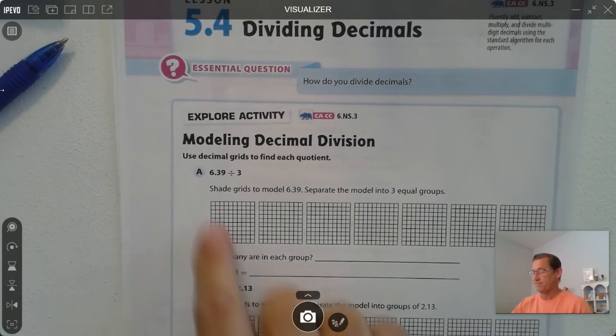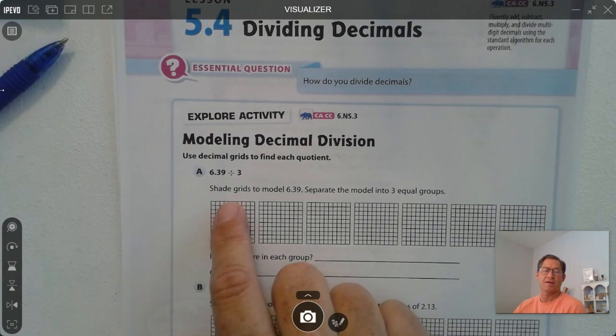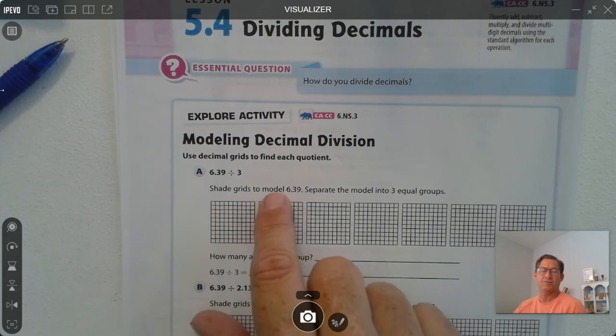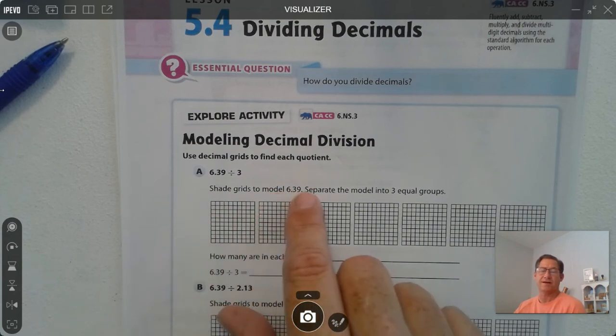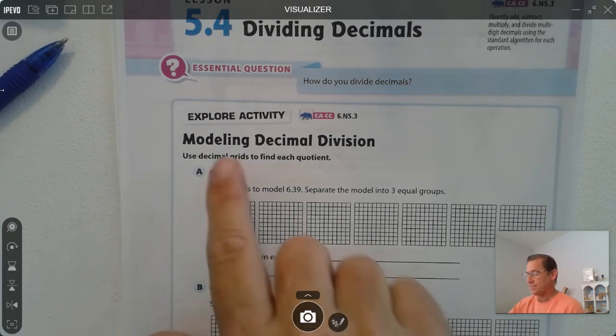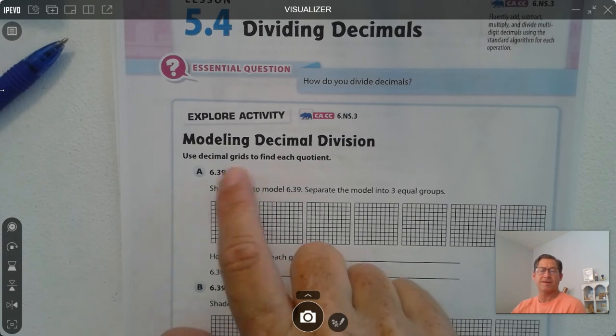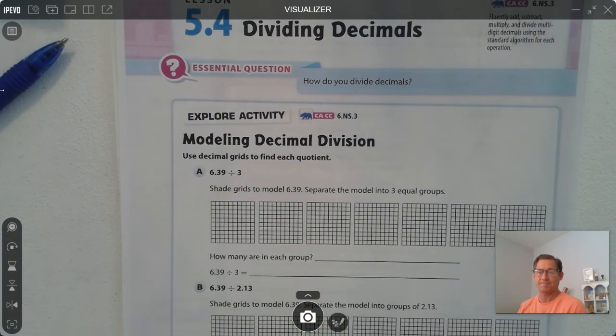So it says we have 6 and 39 hundredths, and we're going to divide by 3. So it wants us to shade grids to model 6 and 39 hundredths, and we need to separate the model into 3 equal groups. Well, let's just take the 6 whole number, right? Okay, so 6 divided by 3 would be 2, right?